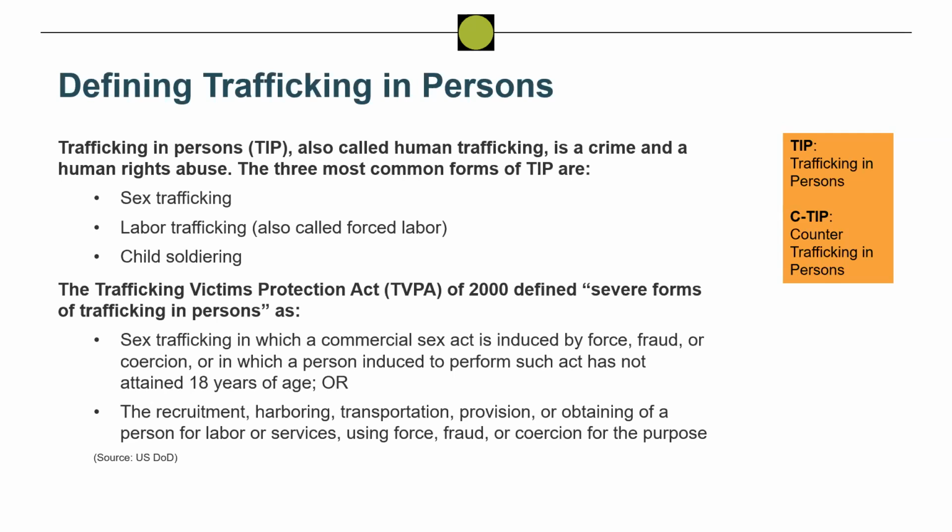The 3 most common forms of trafficking in persons are sex trafficking, labor trafficking, which is also called forced labor, and child soldiering. And the Trafficking Victims Protection Act of 2000 defined severe forms of trafficking as sex trafficking in which a commercial sex act is induced by force, fraud, or coercion, or in which a person who is induced to perform such an act has not attained 18 years of age, or recruitment, harboring, transportation, provision, or obtaining of a person for labor or services using force, fraud, or coercion.